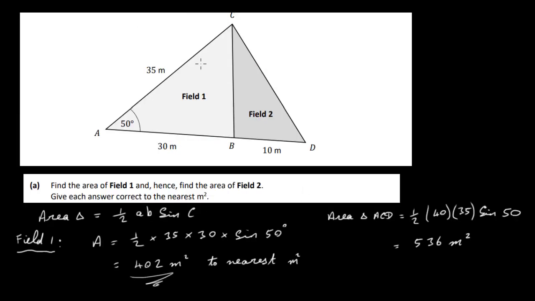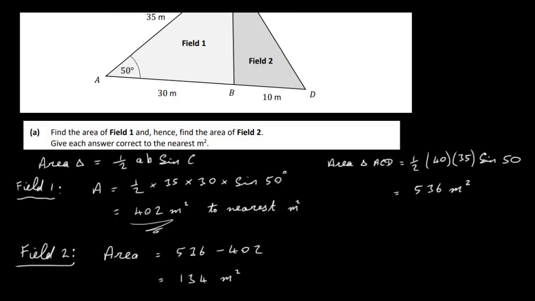Okay, so the perimeter, we know that it's going to be 35 plus 30 plus this distance here. So how are we going to find this distance here? Well, we have two sides, we have an enclosed angle, so this looks like it's going to be the cosine rule to find this side here. So it's going to be this side squared is equal to this side squared plus this side squared minus twice 35 times 30 cos 50. So let's write all that out. I might just take that and move it up a little bit.